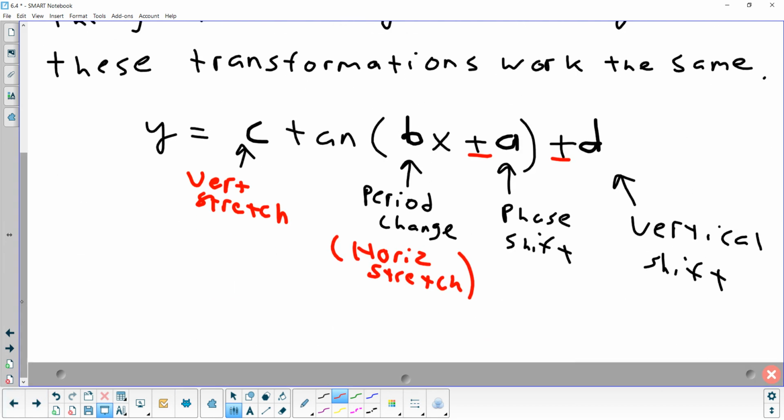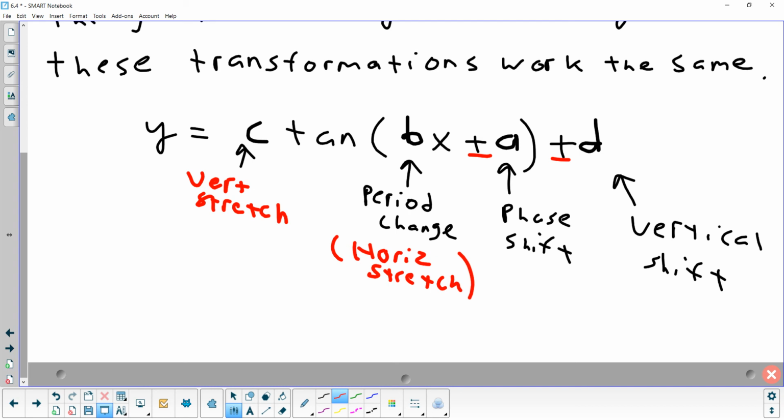Any questions on those? I might give you an example and just ask you to identify the transformations that are happening. I don't think we said this, but if B is negative, that's a horizontal reflection, just like if C is negative, it's a vertical reflection. What about if A is positive? Which way does that shift the graph? I know it's horizontal, but I need a little more specific. Tyler? Left. Yeah, left. And if it's negative, it's right.